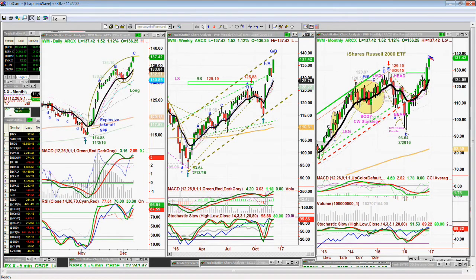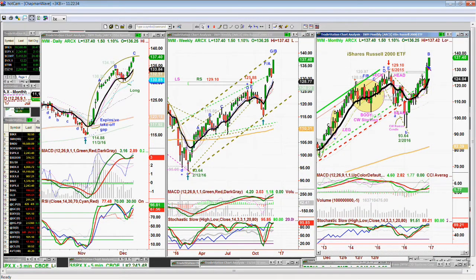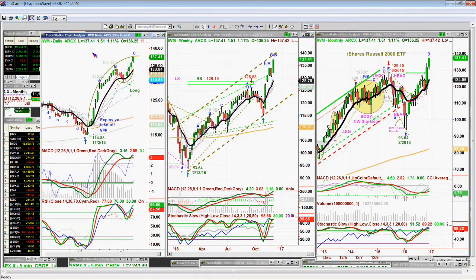And the monthly is broken out. This is 2017, should be very strong. The weekly chart, I have to call this B. This is not a G. There's nothing here that says G at this particular point. So this is very good.